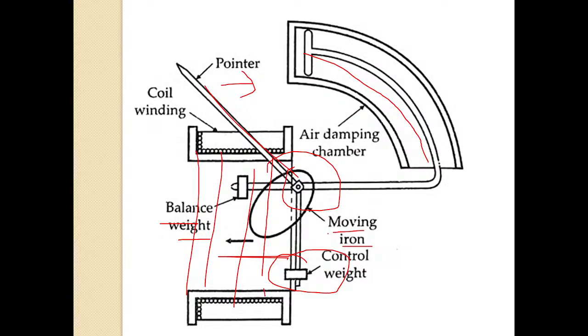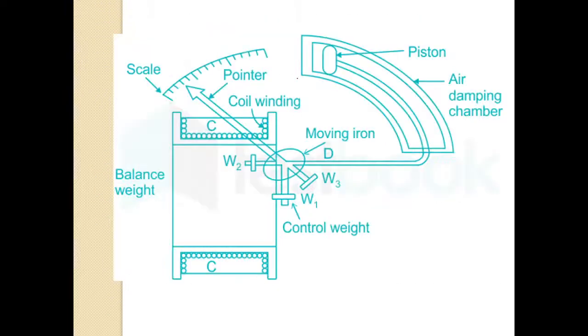Its movement will be controlled by providing some damping action. This damping action will be provided by the control weight. Here the scale of the pointer is not shown. I have another image, and in this image you can see the scaling of the pointer. This is the mechanism provided for the pointer as well as the moving iron to move.